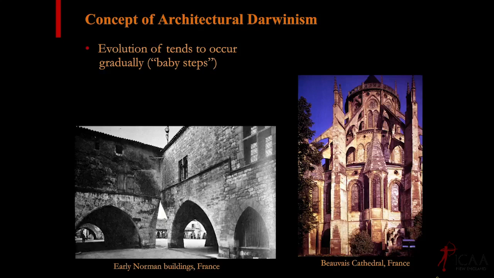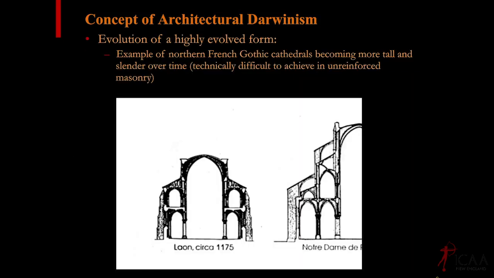So this is a highly evolved form with flying buttresses and all, and it's pretty easy to make low, short, squat, very blocky, unreinforced masonry buildings. So you start out with something like this, where they go from a semicircular Roman arch to a pointed arch. They start to open it up more and more. These are some baby steps along the way, some early Norman buildings in France. And if you look at cross-sections through the northern French Gothic cathedrals over time, arranged chronologically from upper left to lower right, you can see them getting taller and more slender, as we would say as structural engineers, which again gets harder and harder to make work under wind loads.